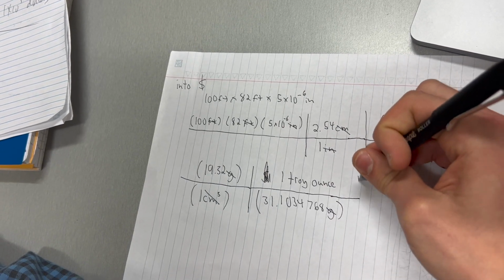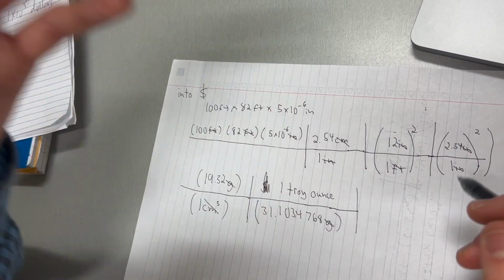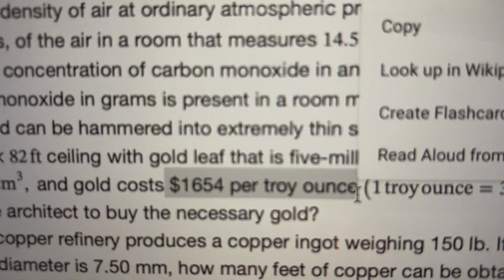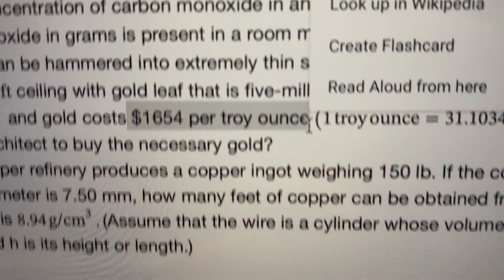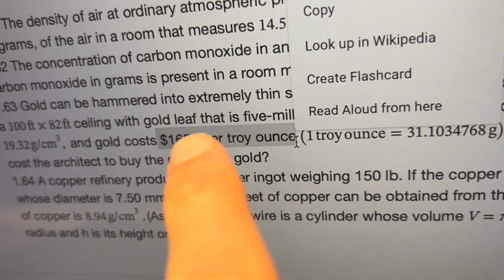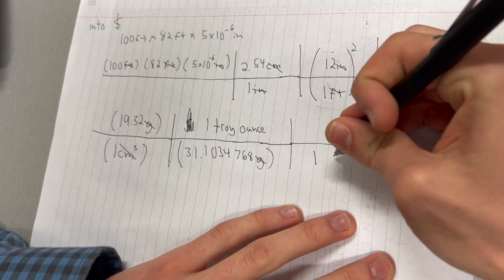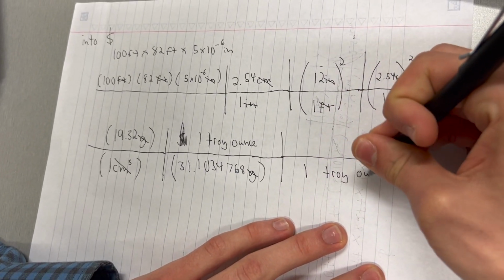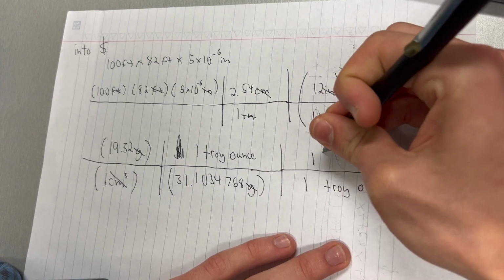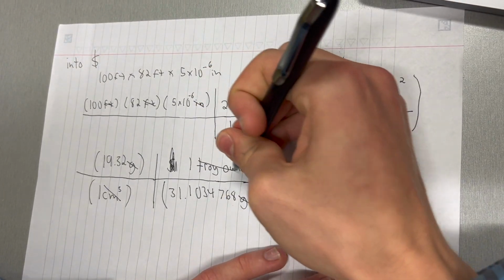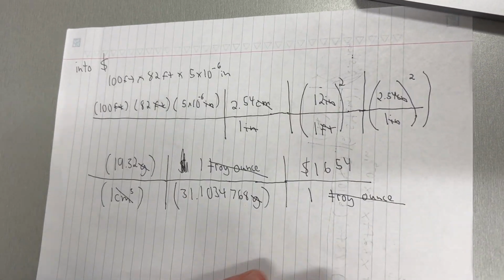Okay, 1 troy ounce. So now we have the troy ounces. What else are we given on the computer? Let's take a look. Oh my goodness. If that isn't exactly the conversion that we're looking for, dollars in troy ounces. So now we're gonna bring troy ounces to the bottom. 1 troy ounce is $1,654. Mark those out. And this is exactly what we're looking for.